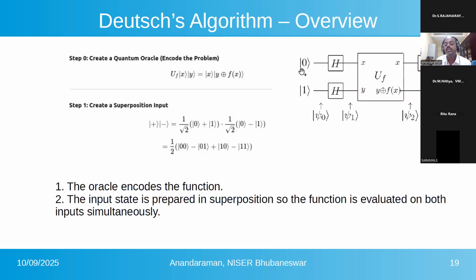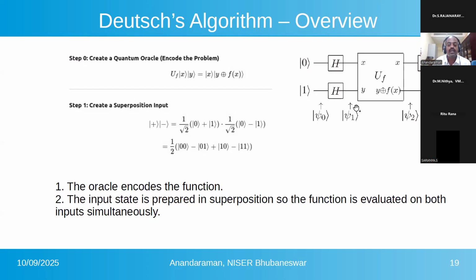So here we are creating the quantum circuit to find whether this function is constant or balanced. We are initializing the first qubit as 0 and the second qubit as 1 and applying the Hadamard gate. This is psi 0, which is a wave function. In this timeline, it is like this.